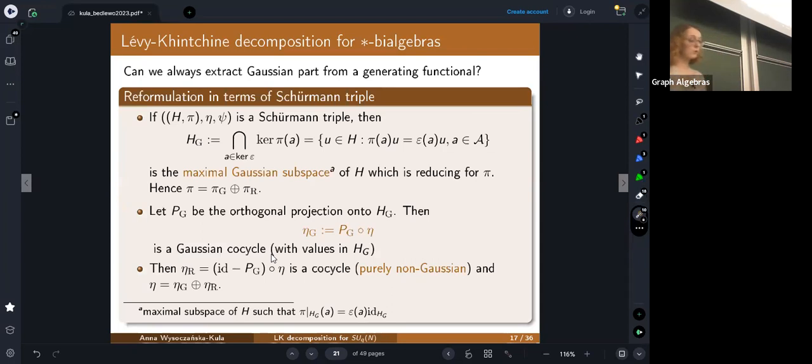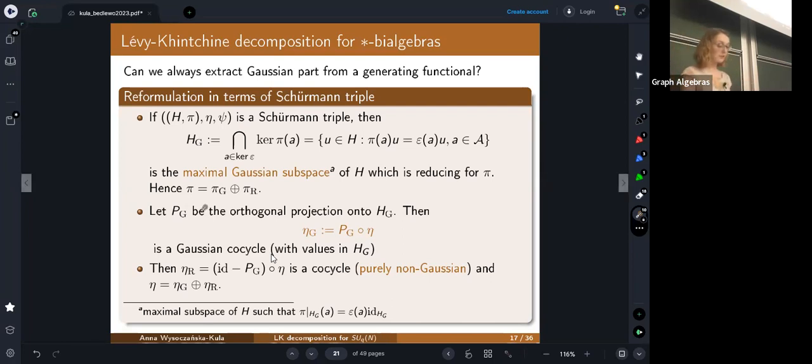Okay, so now we can look at this problem of the decomposition of the generating functional from the point of view of the Schürmann triple. And again, to some extent, some parts are quite simple, quite direct. So if we have a representation on a Hilbert space H, the cocycle and the functional, then we can always subtract a maximal Gaussian subspace out of the Hilbert space H. It will be a reducing space.